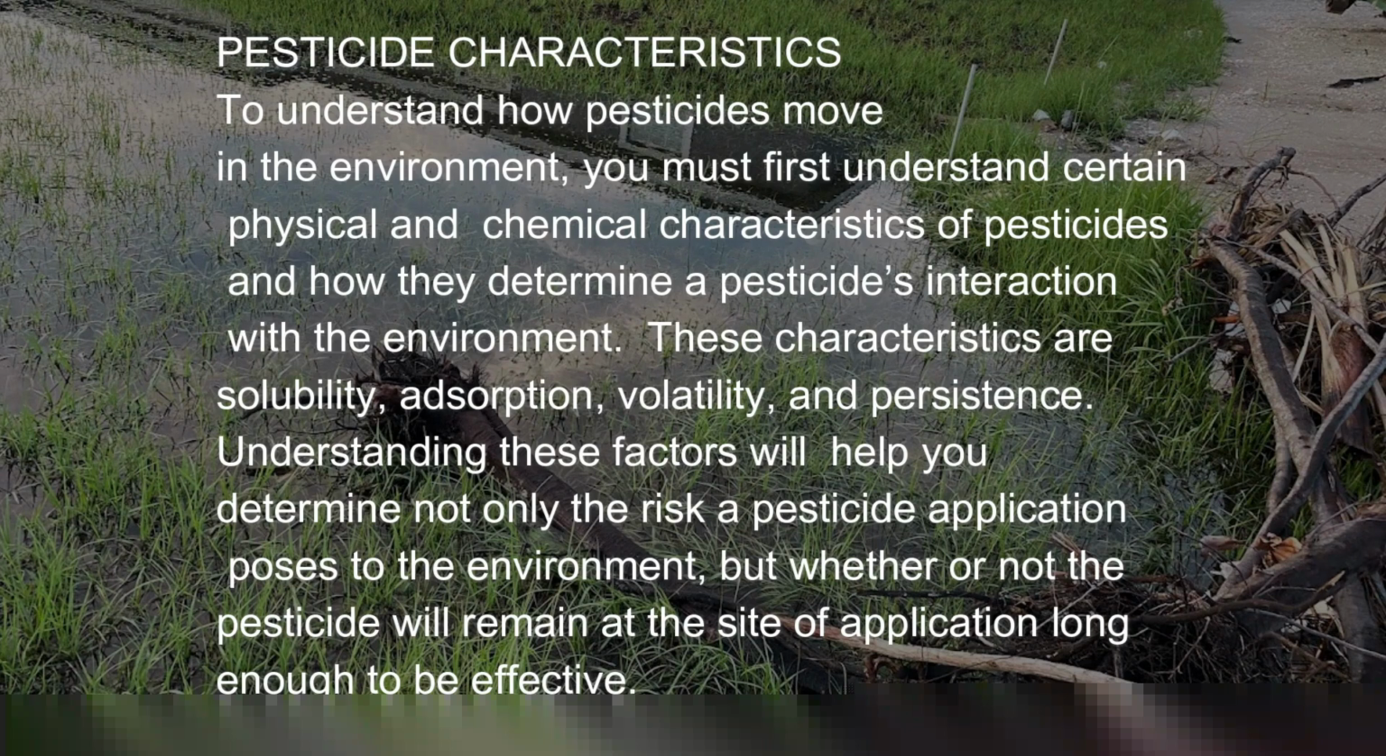Pesticide characteristics. To understand how pesticides move in the environment, you must first understand certain physical and chemical characteristics of pesticides and how they determine a pesticide's interaction with the environment. These characteristics are solubility, adsorption, volatility, and persistence. Understanding these factors will help you determine not only the risk a pesticide application poses to the environment, but whether or not the pesticide will remain at the site of application long enough to be effective.